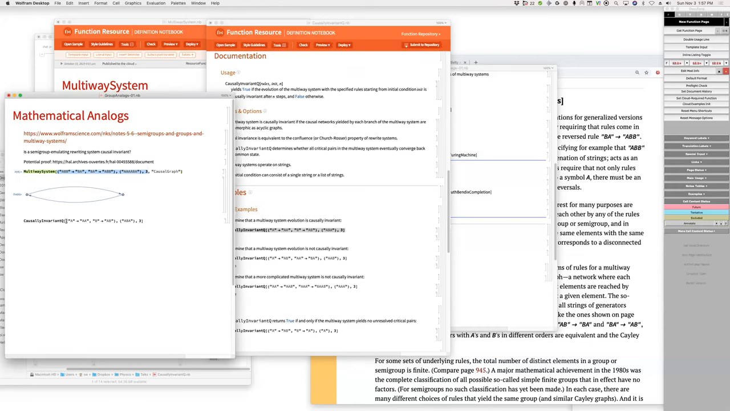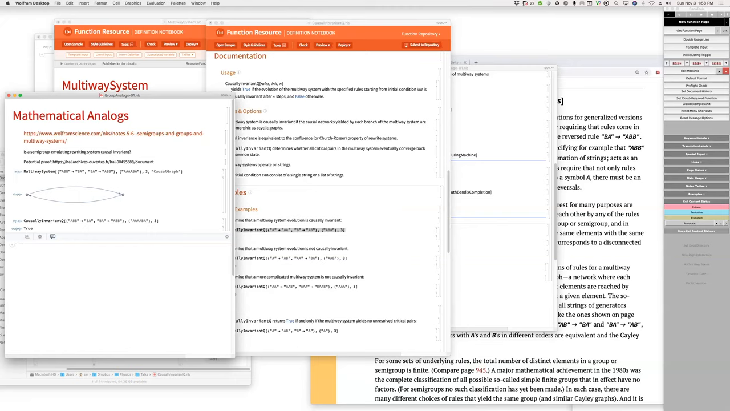So that's just a property of a causal graph. Why aren't you just looking at the... I'm sorry, it's not a property of the evolution graph. It's a property of the multiway system. It's determining that of the critical pairs that exist after three iterations, do any of them remain unresolved? Okay. From that initial condition. So it's asking causal invariance of evolution from that specific initial condition.